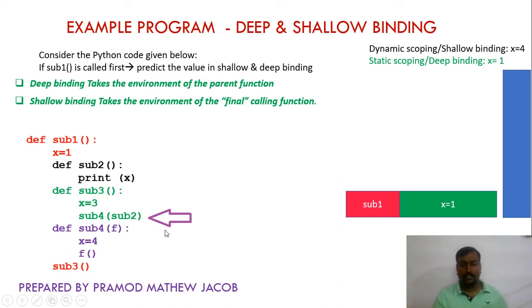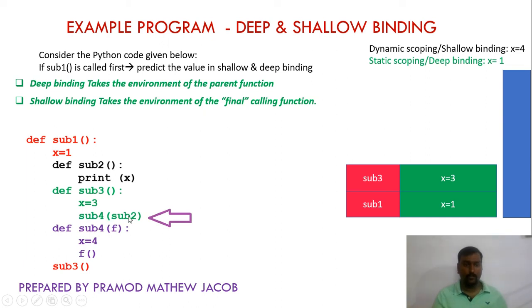So sub3 is called. So the control is given to sub3, where x is initialized as 3. X is redefined as 3. And we are passing a function as an argument to the subroutine, sub4 of sub2. Here sub2 is a function, sub4 is a function. A function is passed as an argument. So here arises the concept of shallow binding and deep binding.